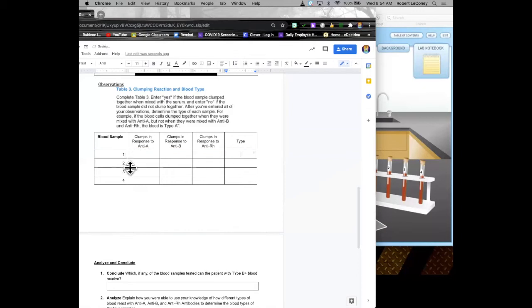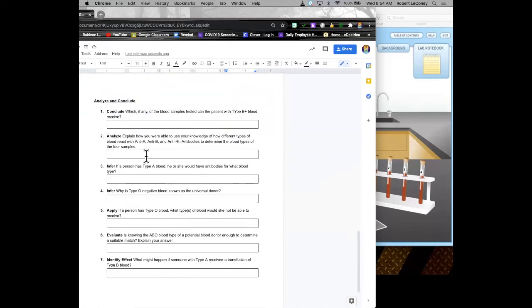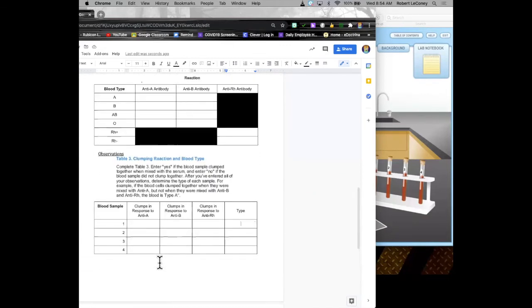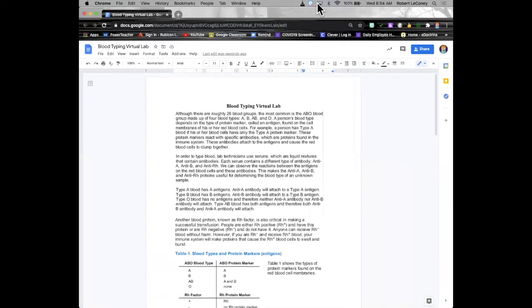You do the same thing with all 4 blood samples. When you are done, you analyze and conclude questions based on this lab and based on knowledge from the notes in this chapter. Ladies and gentlemen, if you're going to go do this on your own, good luck. If you want to have me read through this for you, I'm beginning now. You do not have to stick around for this part.